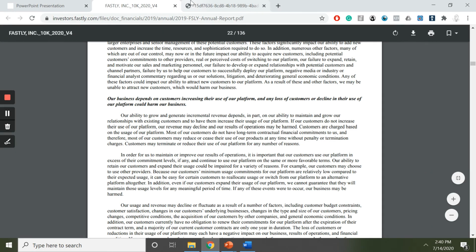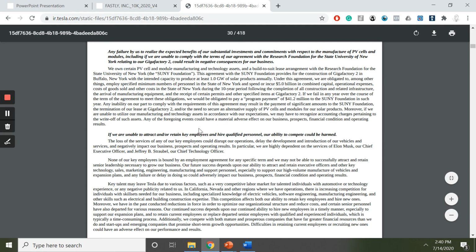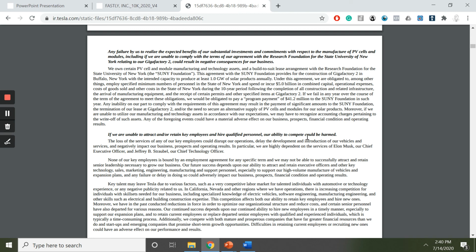Speaking of which, let me just show you something in Tesla's 10K, which is very interesting. This line by itself here, if we are unable to attract or retain key employees and highly qualified personnel, our ability to compete could be harmed. Now pretty much every company's 10K will include that, because obviously key personnel are key personnel for a reason. But here's where it gets interesting. In particular, we are highly dependent on the services of Elon Musk, our chief executive officer, and Jeffrey Straubel, our chief technology officer. None of our key employees is bound by an employment agreement for any specific term, and we may not be able to successfully attract and retain senior leadership necessary to grow our business.